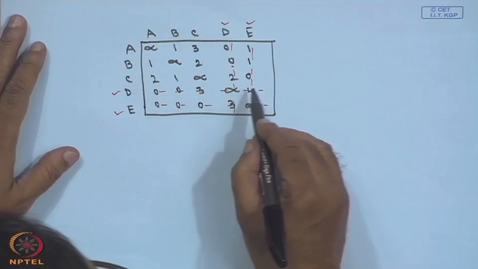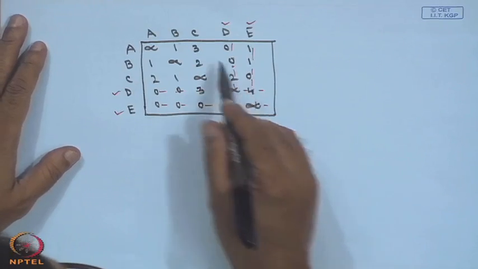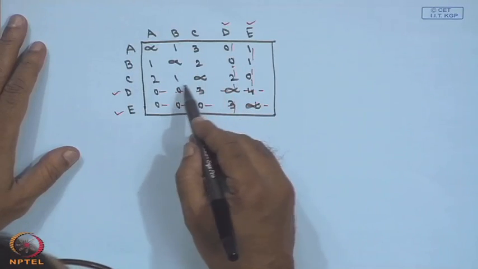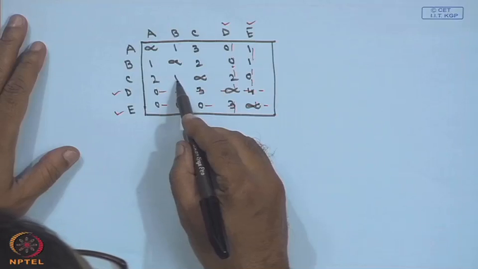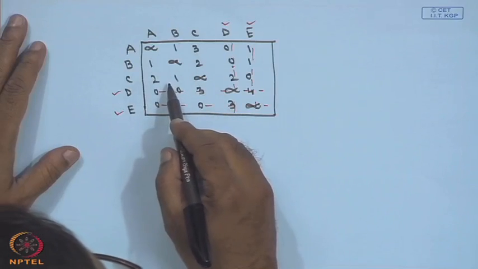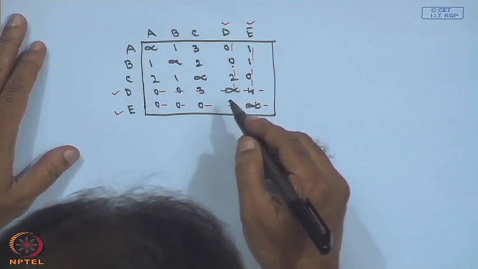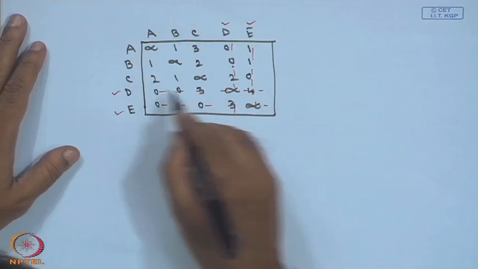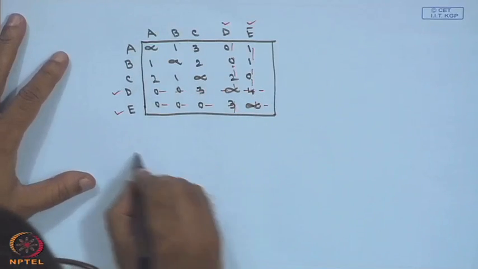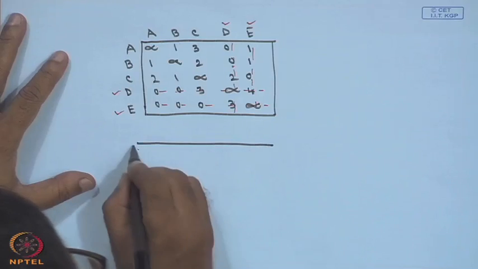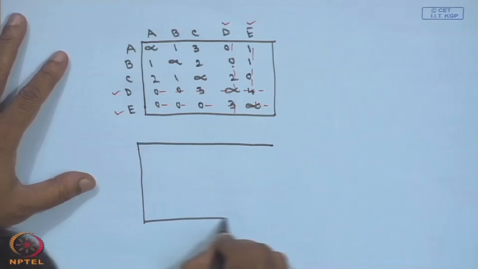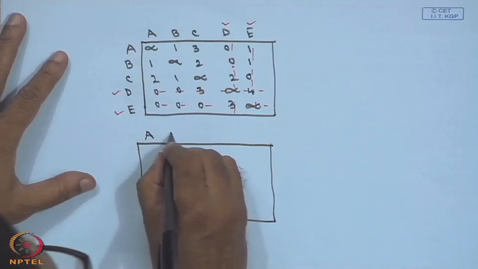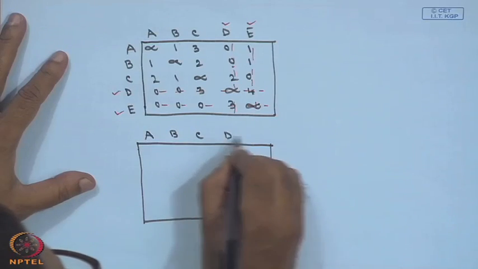Since this is not the solution of the assignment problem, from the remaining uncovered elements I have to find the minimum element, which is 1. I subtract it from all the uncovered elements, and wherever there is an intersection of lines, I add the minimum element 1. Doing that, I obtain this table with A, B, C, D and E.